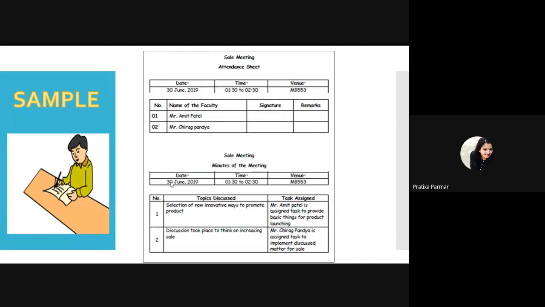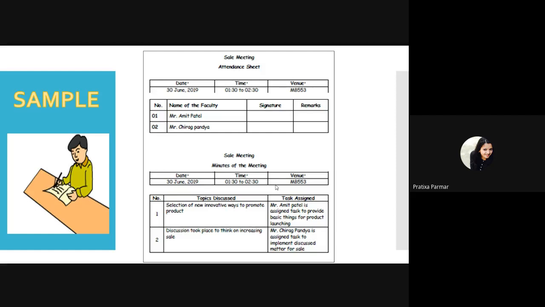Now here is the most important part of the minutes of the meeting, where there are 2 sections. One is topics discussed and task assigned. Let's say some topics have been given to some of the employees, and the task has been given to some people or some employees. So it is very important to maintain that.